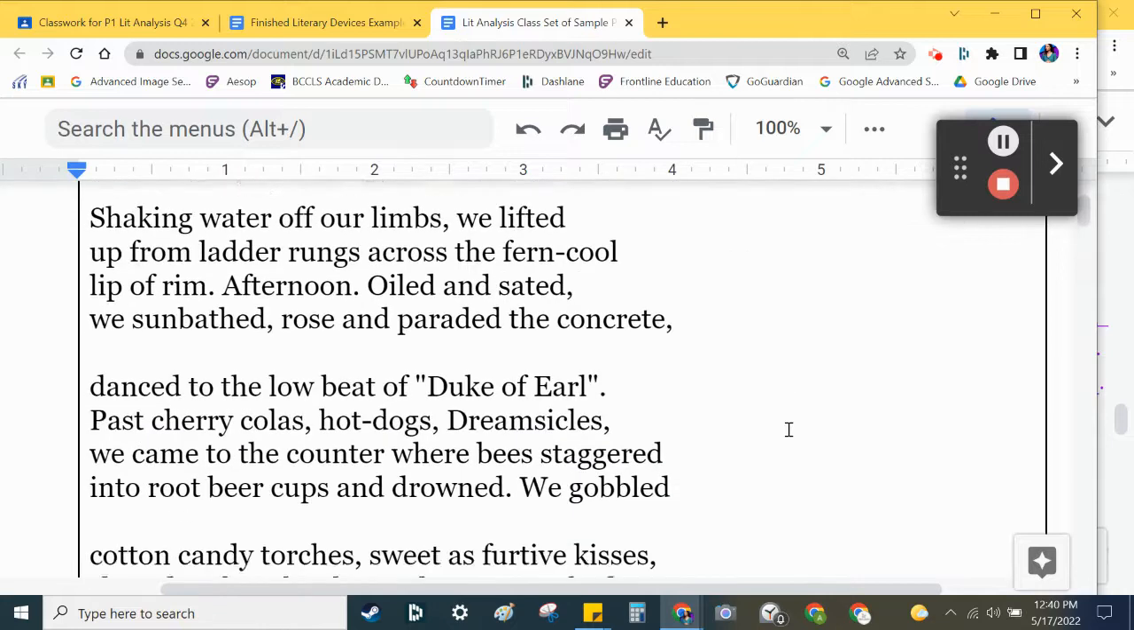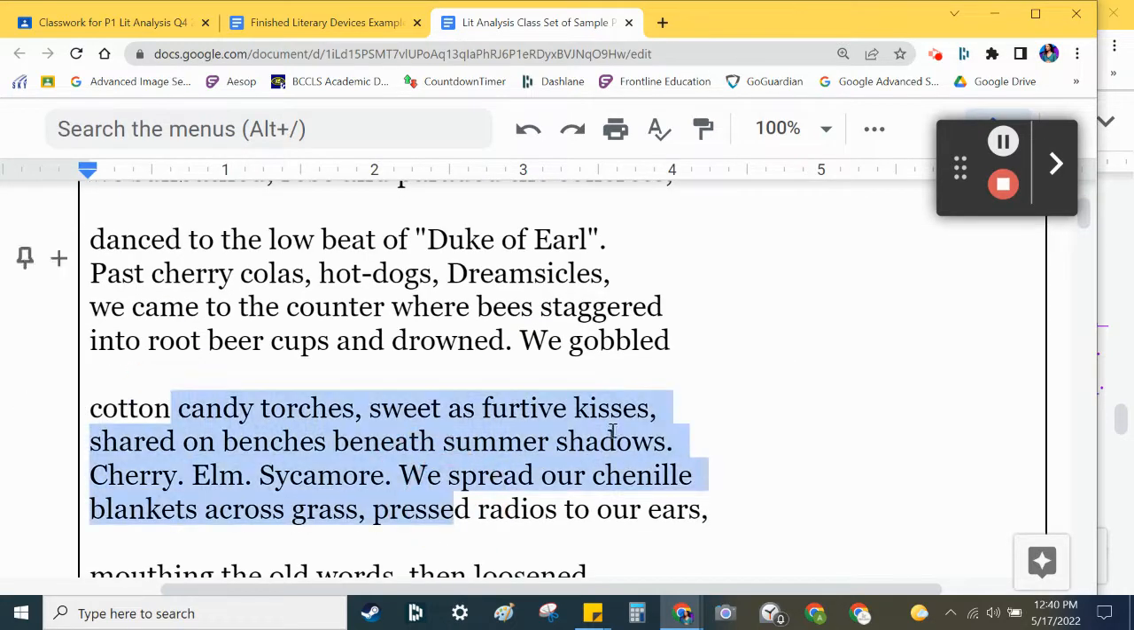If you scroll down to the end of stanza 3 and beginning of stanza 4, she's got some metaphors. We gobbled cotton candy torches. So there she's saying that the cotton candy they ate was like a torch. There aren't literal torches in this poem. Nobody's carrying a torch. She's just calling the cotton candy a torch because she's comparing it to a torch. And then she says it was sweet as furtive kisses. Furtive means secret. So there aren't actual secret kisses happening in this poem, but she's saying that the cotton candy was as sweet as secret kisses. So those are two metaphors.